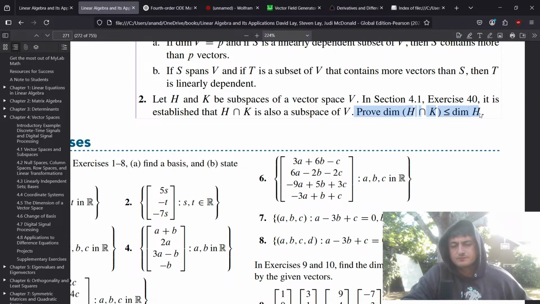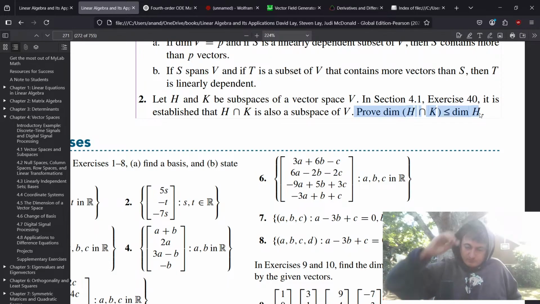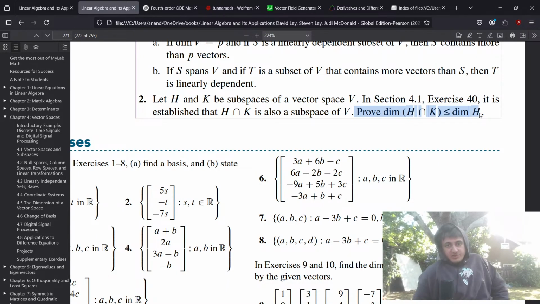Well, it can't be more than it, right? Because the biggest an intersection can be is itself, so it has to be less than or equal to H, the dim of H.